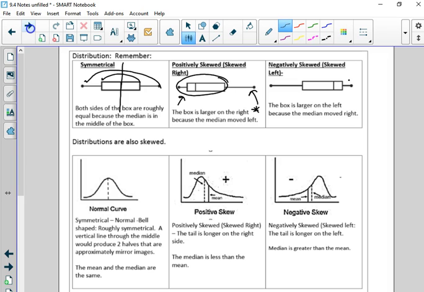Consequently, on the other side, most of my data is up here. Most people did well, but somebody bombed the test. What are they doing? It's pulling the average down. It's reducing the class average. Okay? The box is larger on the right because the median, we're talking about this part, the median is moved left. Here, the box is bigger on the left because the median is moved right.